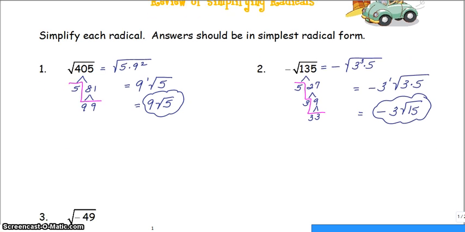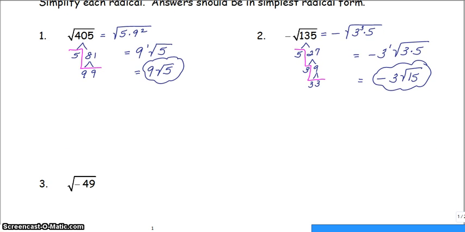Let's look at one last problem, and that is the square root of negative 49. So remember, when we take a square root, we're looking for some number times itself. That's going to give us what's underneath. So we're looking for some number times itself that will give us a negative 49. Well, I know to get 49, I take 7 times 7, or I could take negative 7 times negative 7. But in both cases, I would get a positive 49.